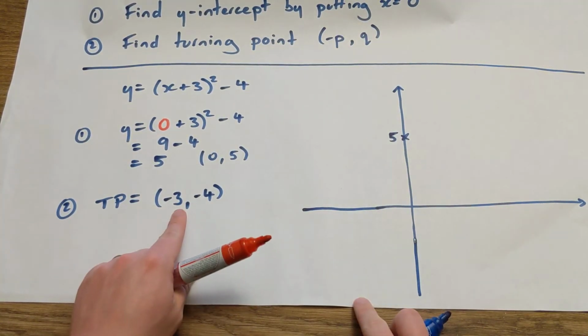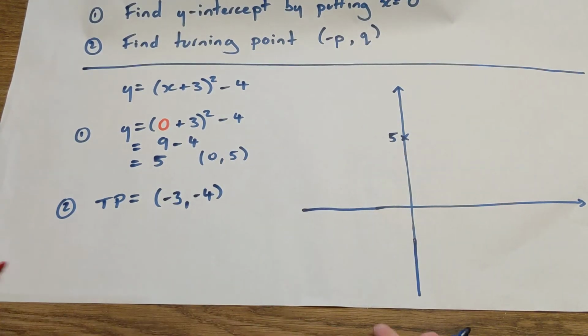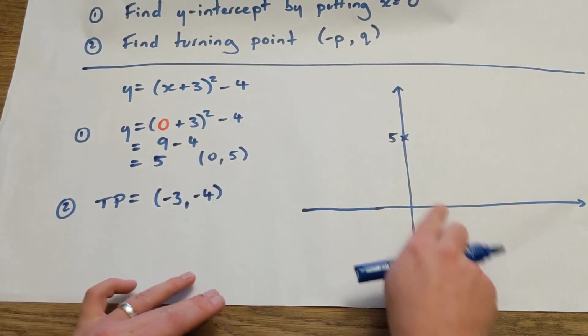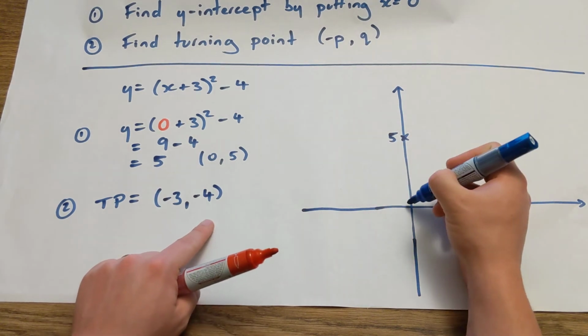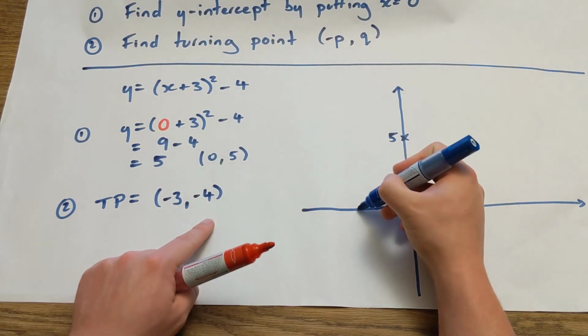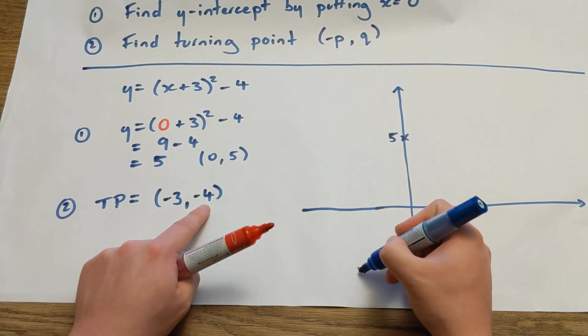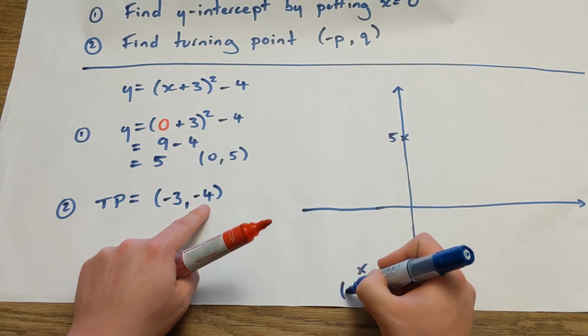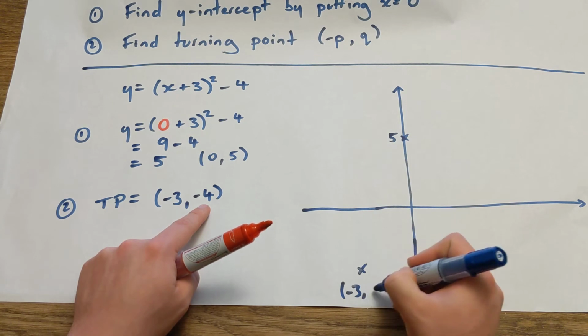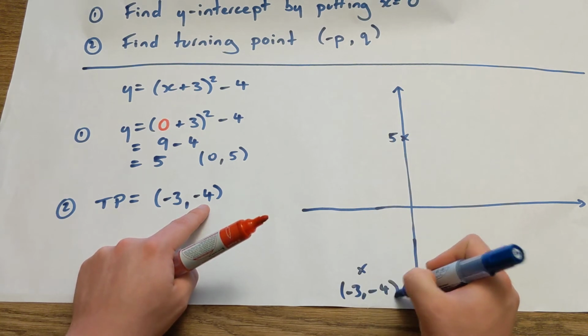So let's pop that on, because it'll be a bit easier for you because you'll have squared paper. Don't need to though, still just do a rough sketch. Negative 3 along, probably be about here, and then if we come 4 down, we're going to be around about here, and that's our turning point of negative 3, negative 4.